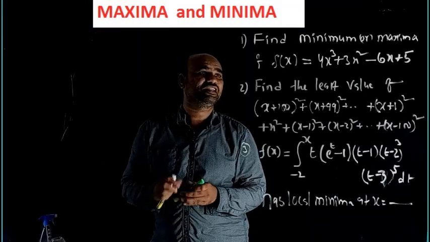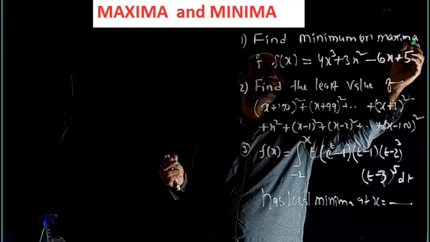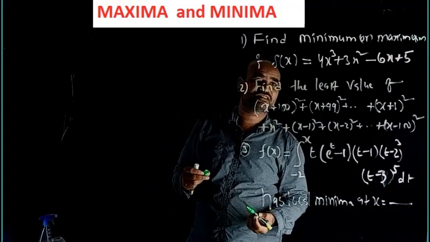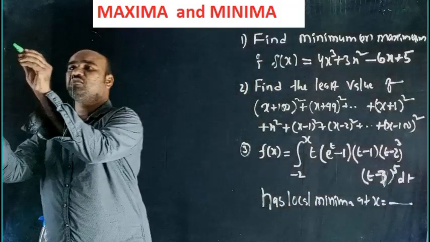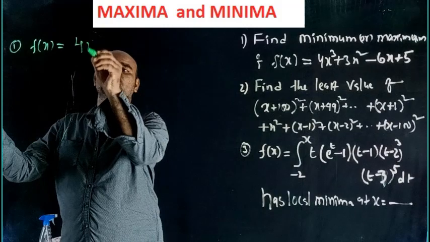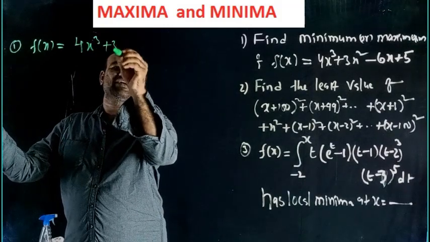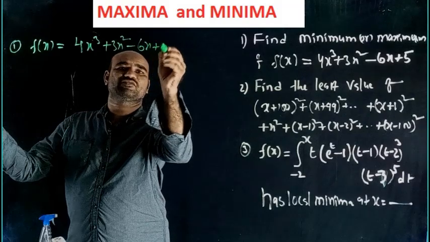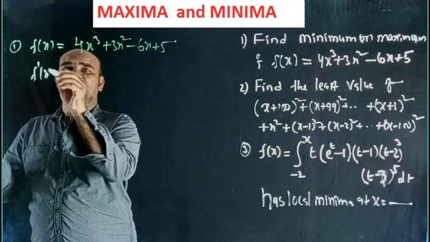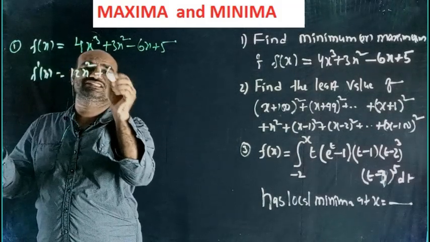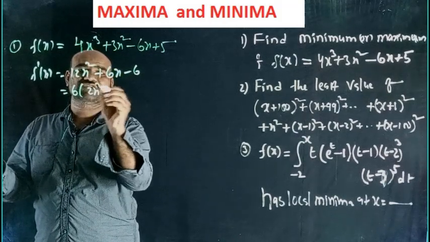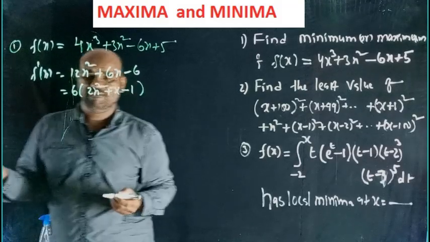Example problem. Find the minimum or maximum of f of x equal to 4x cube plus 3x square minus 6x plus 5. So first problem solution. f of x is given as 4x cube plus 3x square minus 6x plus 5. So f dash of x equals 12x square plus 6x minus 6. Here I can take 6 common: 6 times 2x square plus x minus 1.